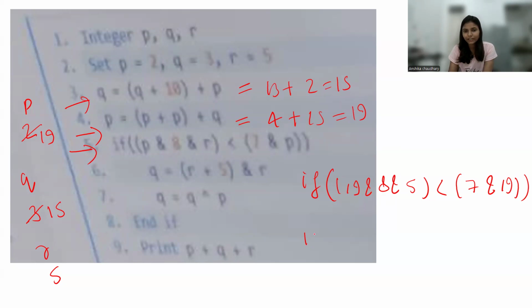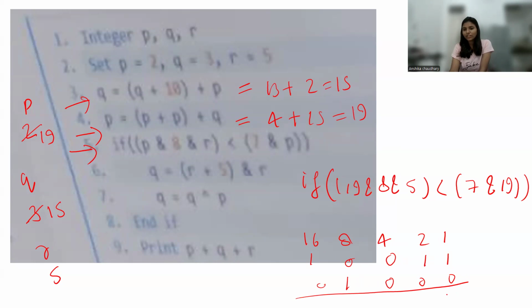So I'm converting here 16, 8, 4, 2, 1. So for making 19, what will be needed? It will be like this. And 8, now we need to take for 8. So 1, 0, 0, 0. Okay, so let's take the AND. So 1 0 0 1 0 and 0 1 0 0 0, all will be 0 only. So 0 and 5 will become 0 only, right? So it will be 0 less than.